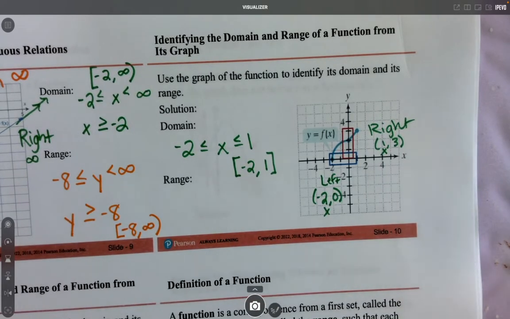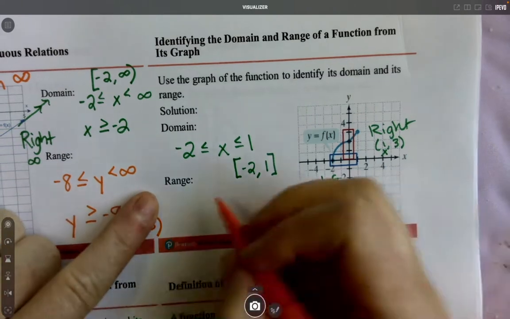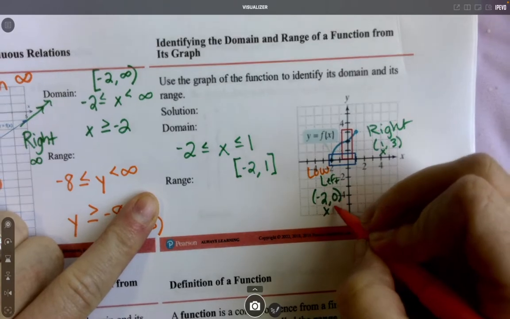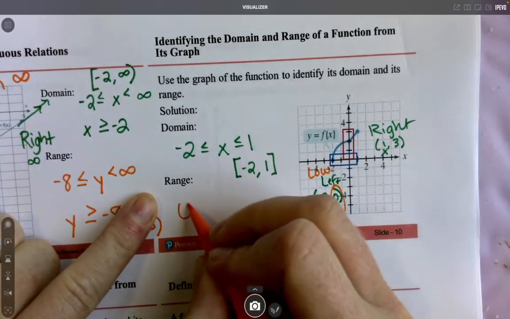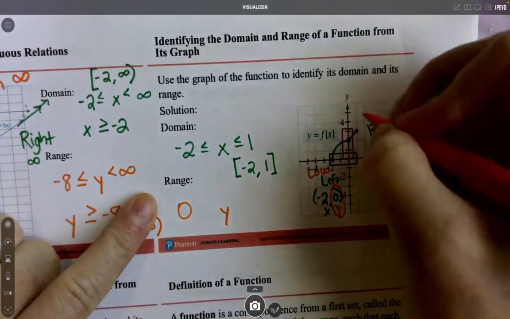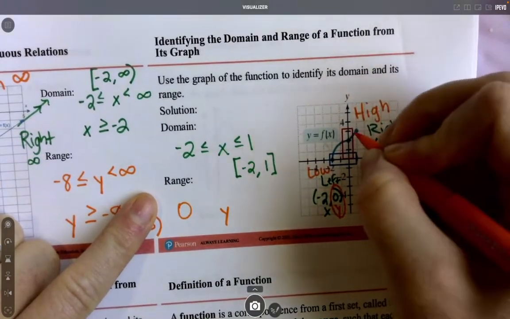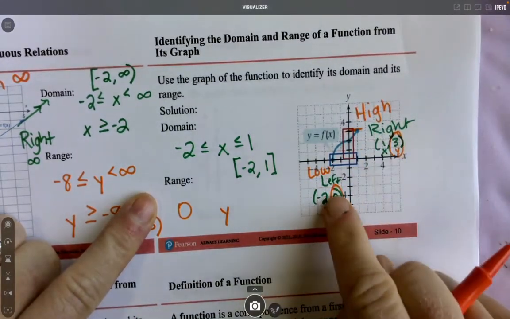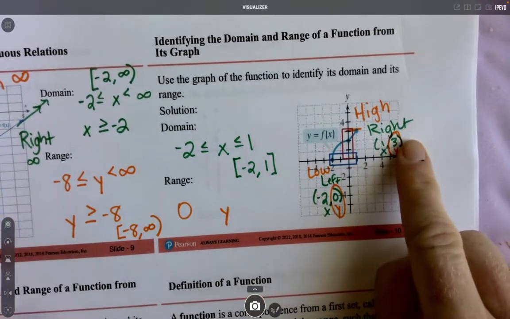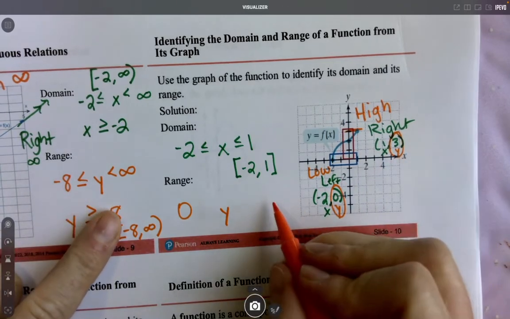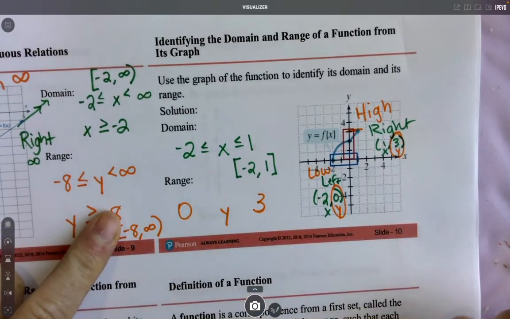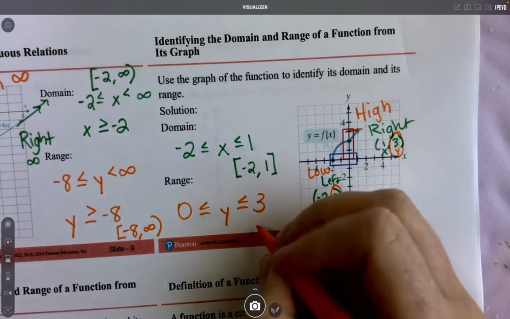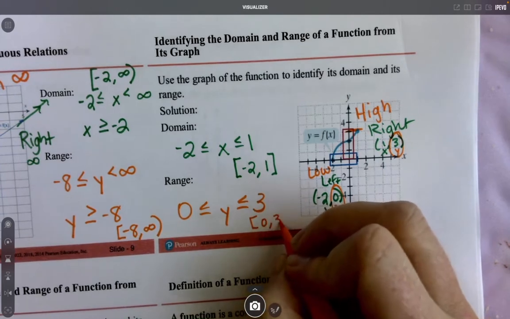The range is going to be low to high. So this is my lowest value, which is the same point on this one, 0, to high. This is my high point. The highest it goes is 3. So in this case, the low is the same thing as left, and the high was the same thing as right, but it's not always like that. 0 to 3. And both closed circles, so less than or equal to, less than or equal to. And then our interval notation is going to be 0 to 3.